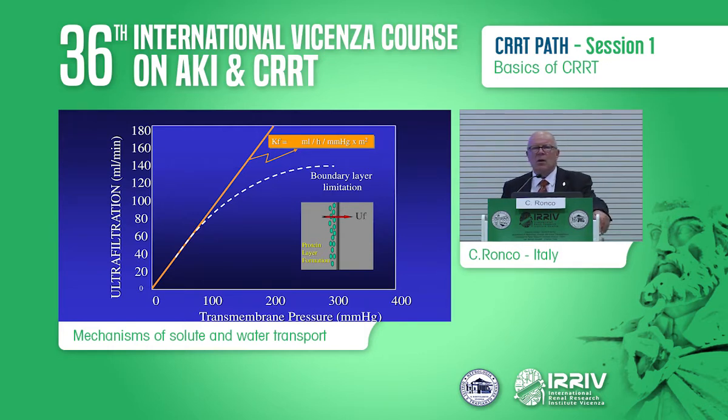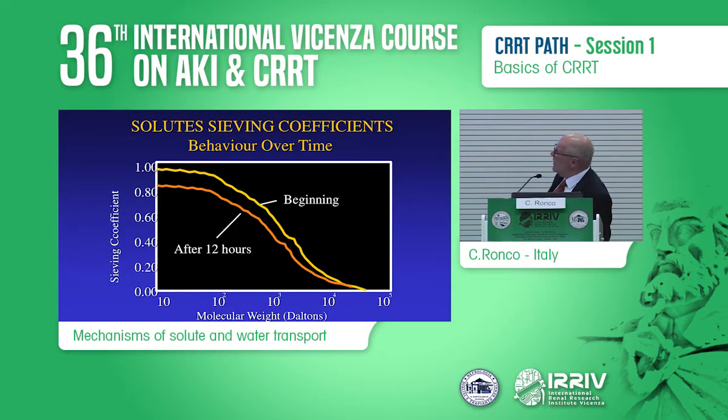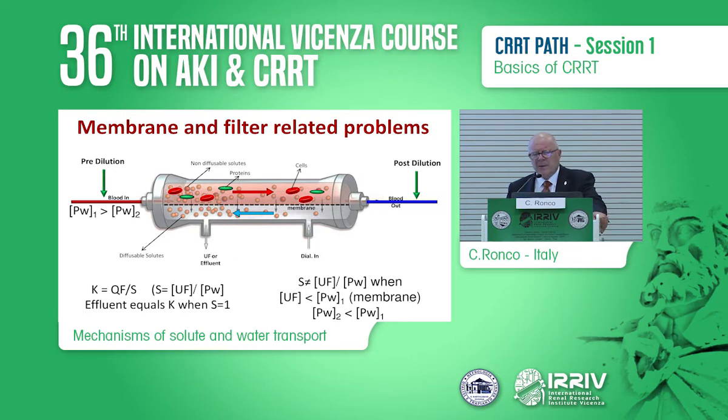This phenomenon is called concentration polarization. This is also the reason why ultrafiltration rates tend to decrease over time for a given transmembrane pressure, showing that the permeability of the membrane over time changes significantly. And also the sieving coefficient curve tends to decrease significantly over time. So there are membrane and filter-related problems that may actually decrease the efficiency of the system.